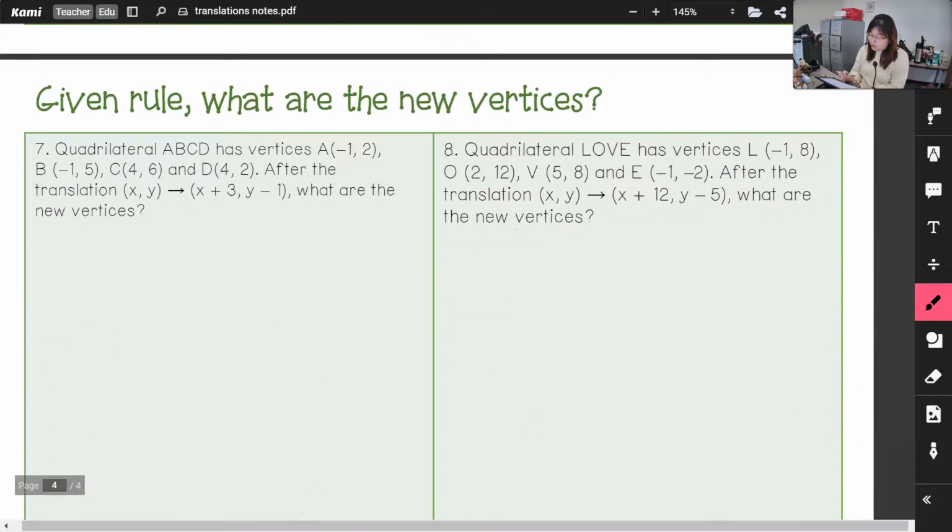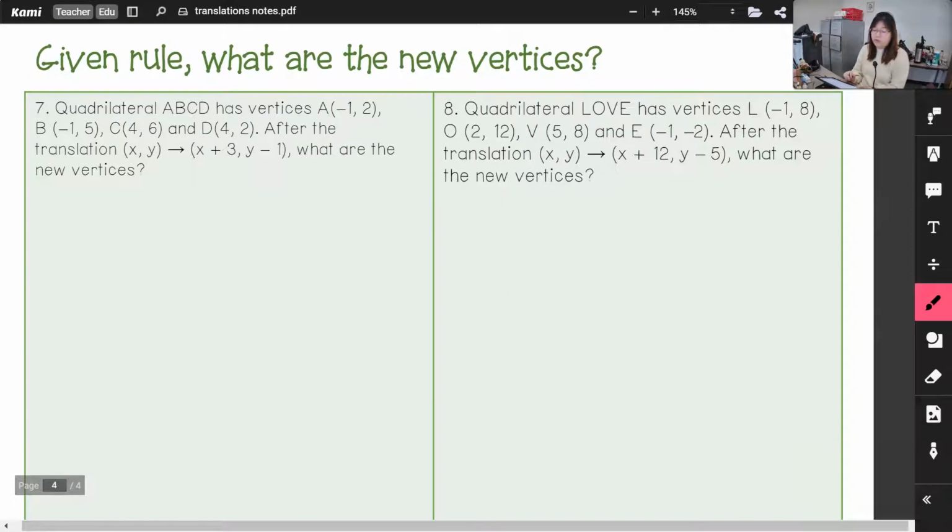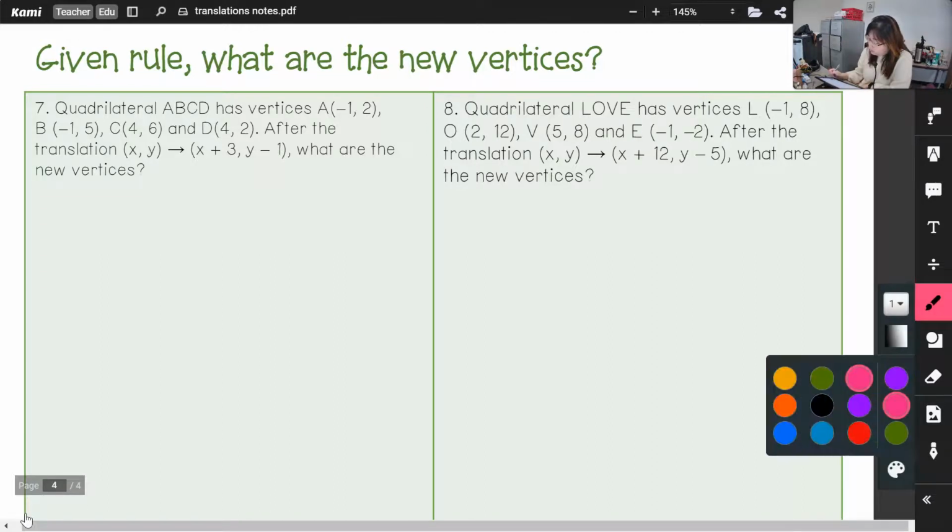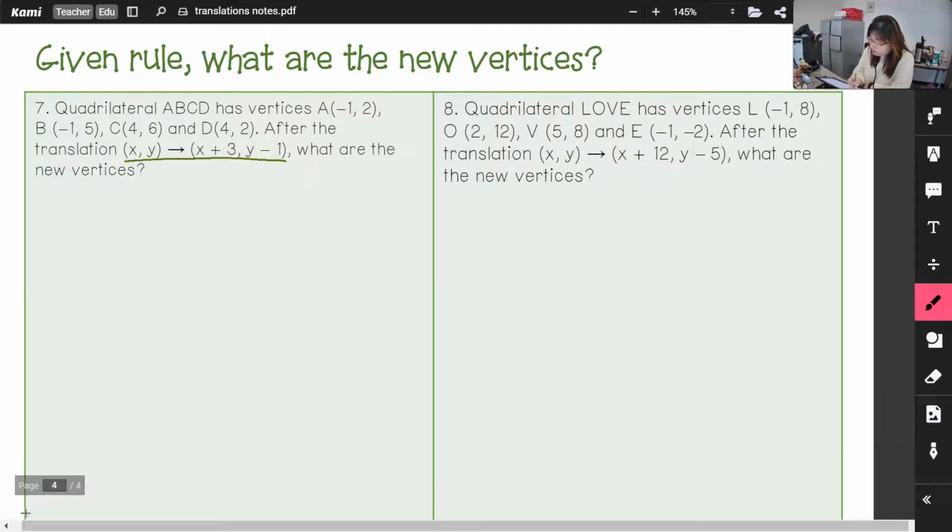Finally, we get to this last page where we are doing problems with only vertices. Okay? So number 7 says quadrilateral. A quadrilateral is a shape that has 4 sides. Quadrilateral ABCD has these vertices. After the translation, where they give us this rule here, what are the new vertices? So we're basically going to take this rule and apply it to each of these points. First I'm going to rewrite these points from the problem, because I feel like it's easier to do it when you can see everything side by side.